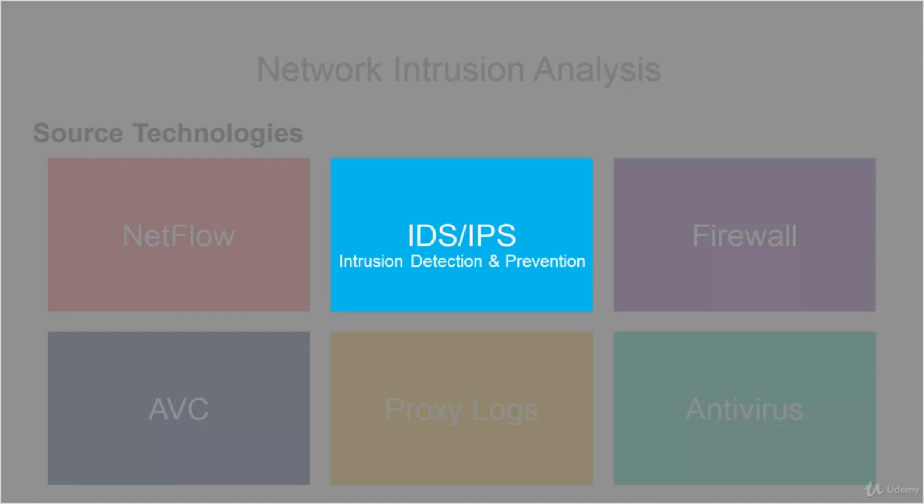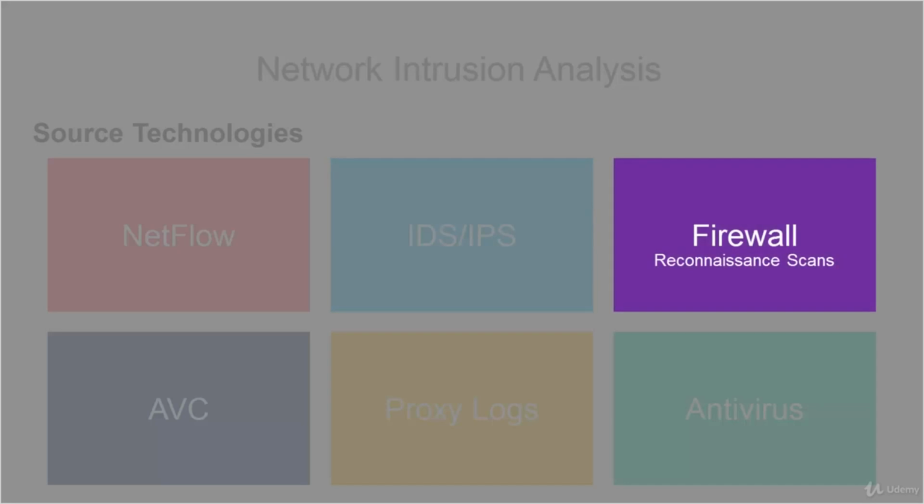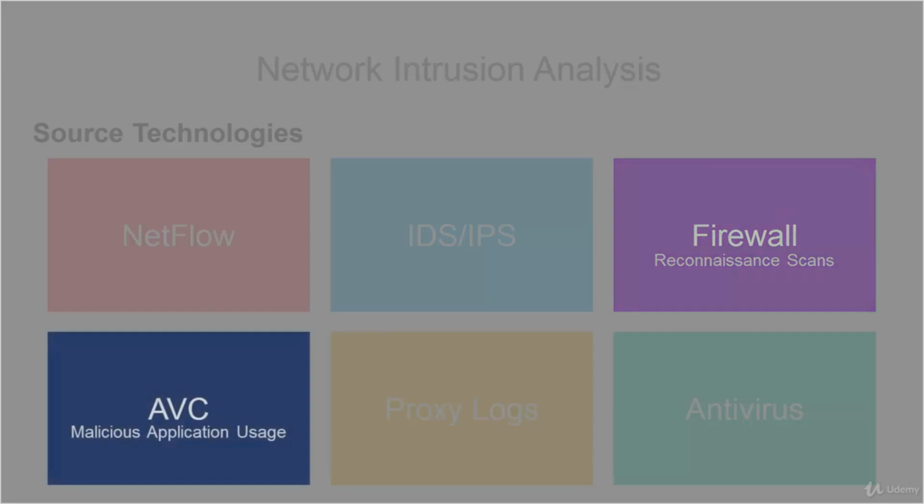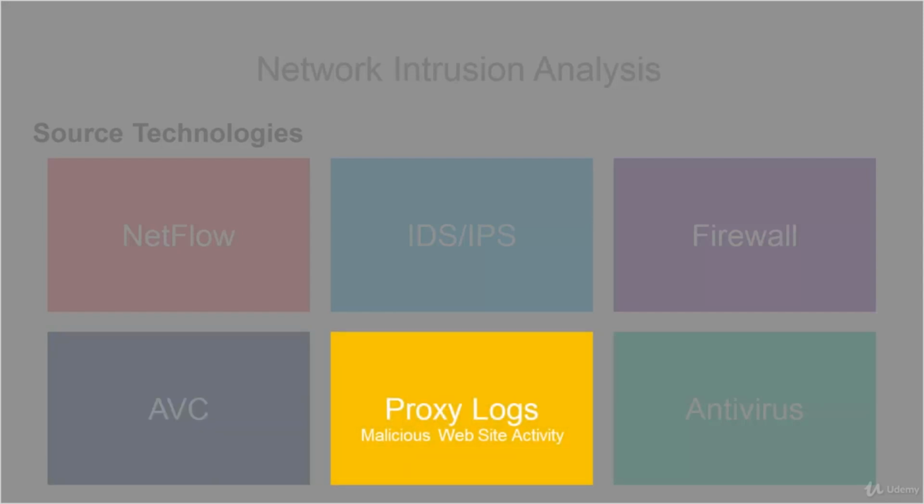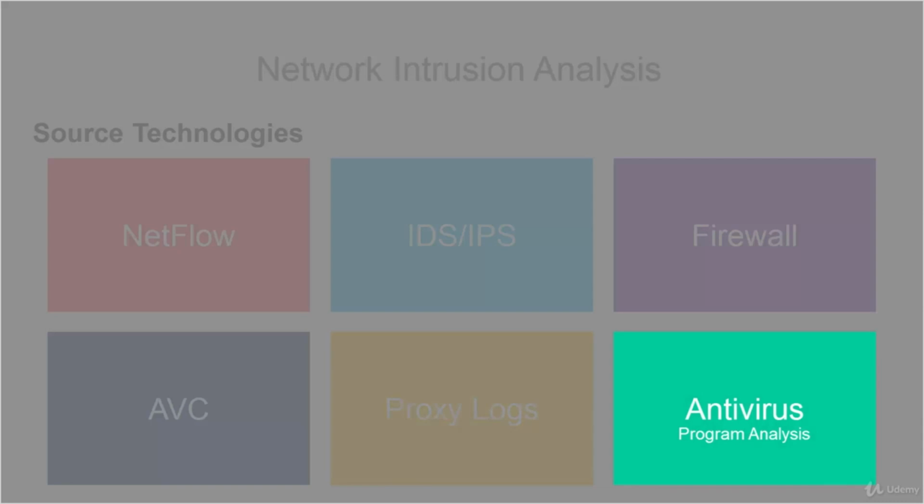Intrusion events, as you probably guessed, are detected by IDS and IPS devices. Any packets traversing the network that match intrusion signatures will be visible in the IDS or IPS event logs. Firewall events such as denial of service attacks, SYN floods, and port scans can be discovered from firewall logs. Network application control, also referred to as AVC, can detect malicious applications. Proxy logs can be used for identifying malicious website activity. And finally, antivirus can be used to detect suspicious program activity.